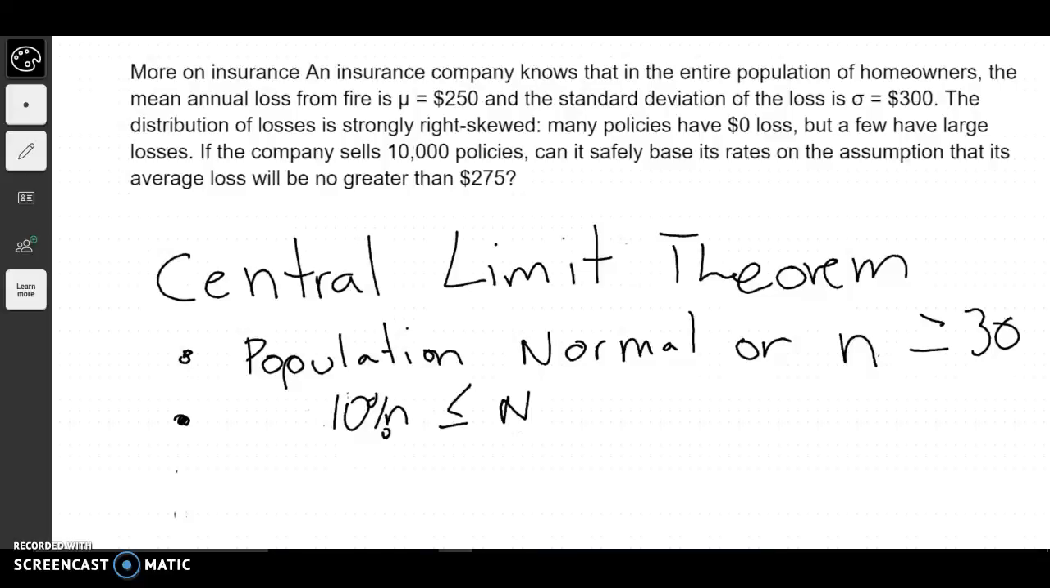Okay, so today we're going to talk about the central limit theorem. And we're going to do a lot of word problems that deal with the central limit theorem. Here are a couple of very important things that you need to make sure that you know.